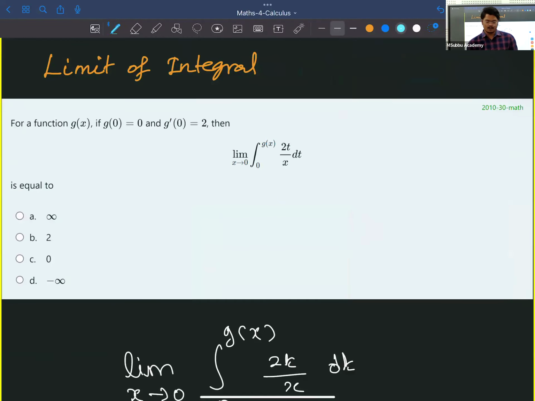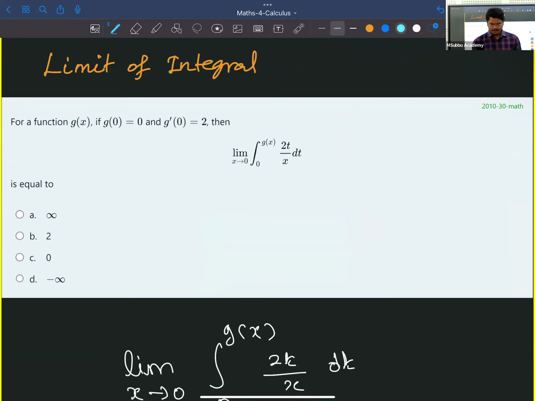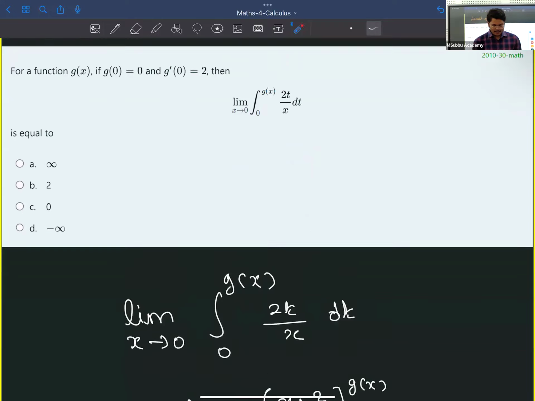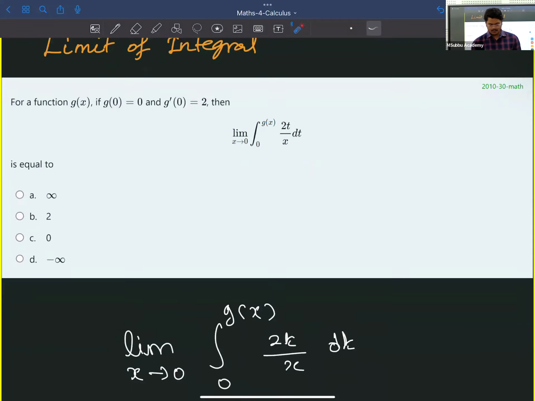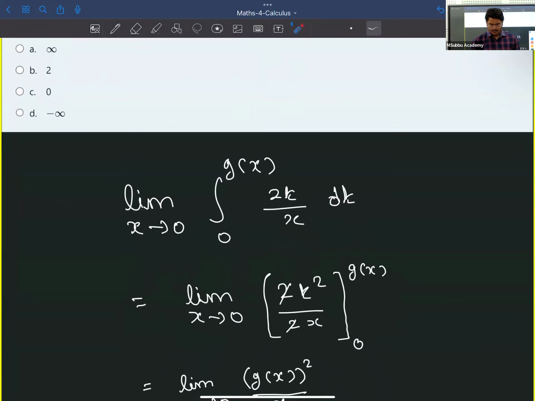Then limit of an integral. We are going to do limits for an integral. So what they have given: limit x tends to 0, integral from 0 to g of x of 2t by x with respect to dt. So we'll solve this integral, then apply limits. That is why they have given these constant terms, just for solving. So this is the question we have got.